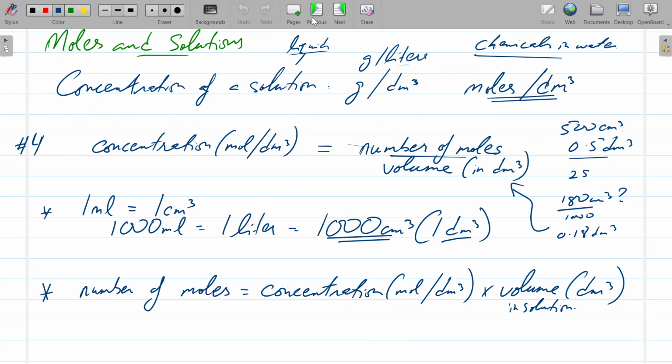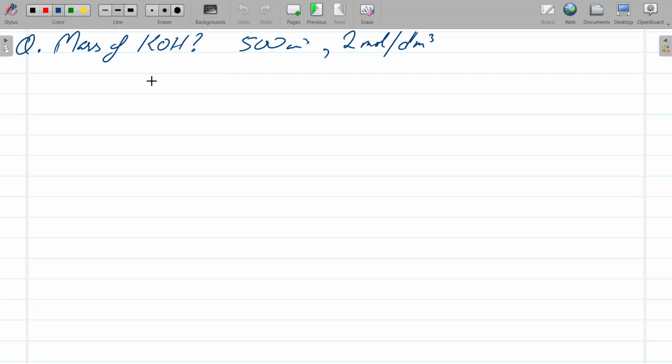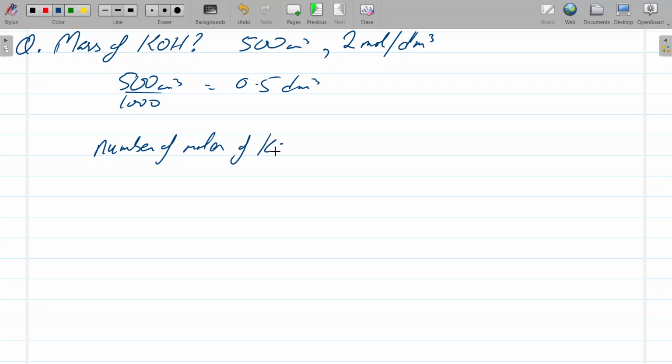What do we have in the equation back here? Number of moles equals concentration times volume. So as far as the volume is concerned, 500 cm cube divided by 1000 is 0.5 dm cube. And so number of moles of KOH used, I'm just writing that to clarify, equals 0.5 into 2, which gives me 1 mole.